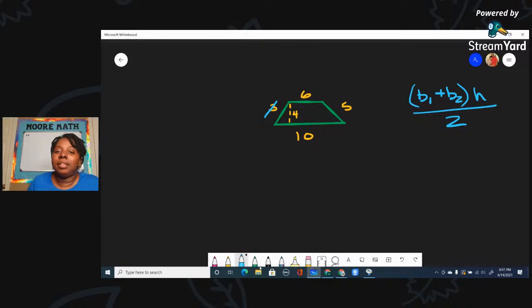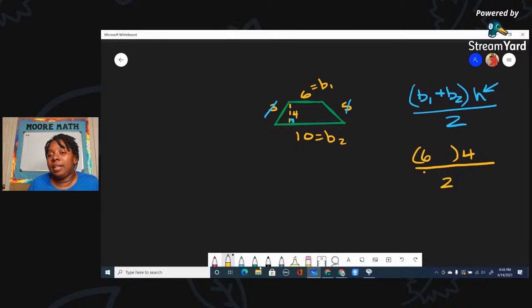So this doesn't matter, and this doesn't matter. Our height is what makes a right angle with the base. All right, so now let's do it. Our height is 4. Plug it in right there. In place of h, I'm going to put 4. Base 1 is 6, and base 2 is 10.